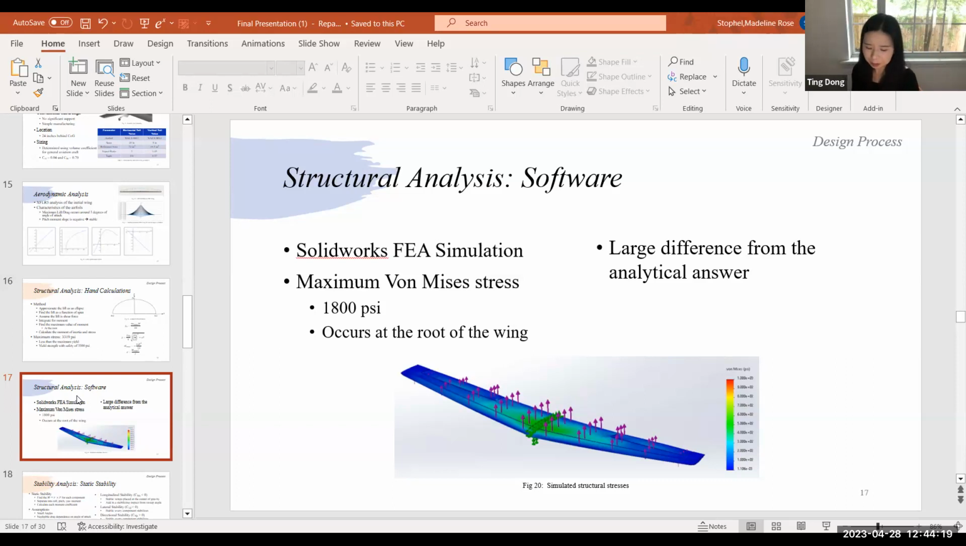And also one thing I can see that, oh, sorry. So you guys explained a larger difference from the analytical result. I didn't quite get it. What was the reason you guys feel?